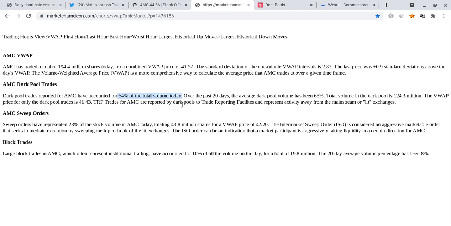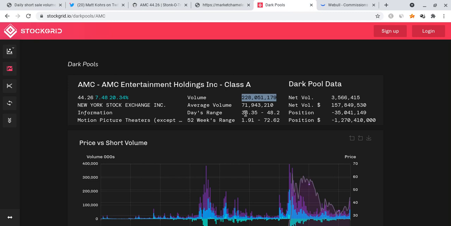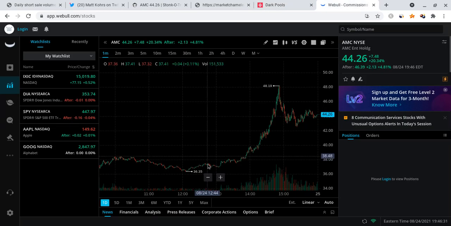64% of the trades today happen on the dark pools. I go over this in all my videos, I know, and that's just absolutely insane that almost 2/3 of AMC is happening on the dark pools. But despite that, despite the fact that 64% happened on the dark pools and the fact that the volume is so high, we still had an amazing breakout, which shows that AMC is becoming stronger. We're becoming much, much stronger.